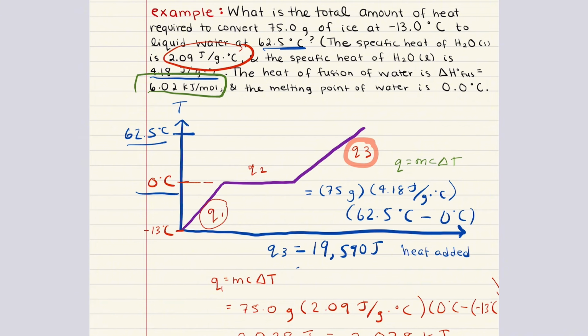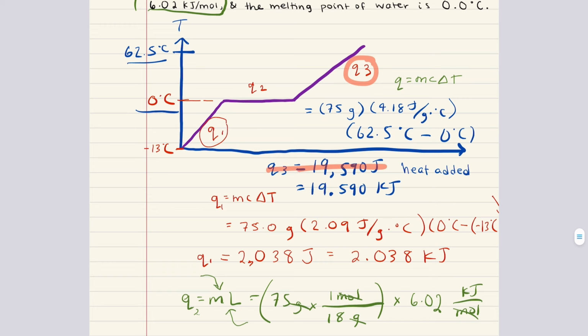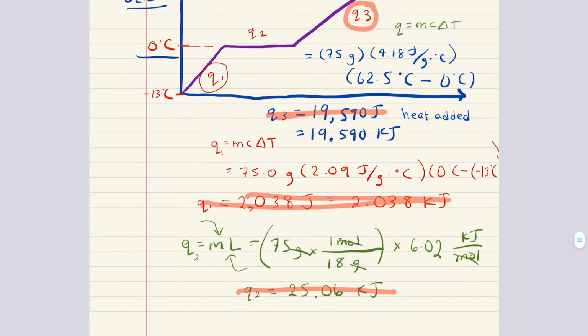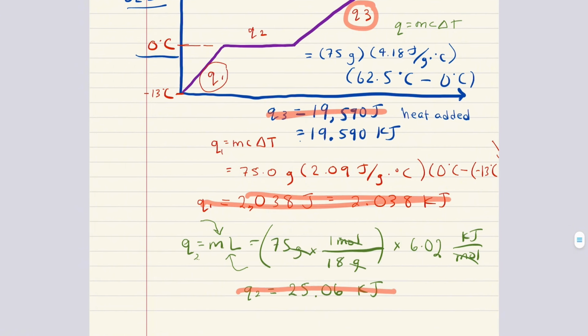19,590 joules, which is also equal to 19.590 kilojoules. So there we have it. We calculated the heat for each of our segments, Q1, Q2, and Q3. Now to calculate the total enthalpy change, we're going to have to sum up the heat we calculated for each of these segments. So we're going to add up Q1 plus Q2 plus Q3, and that sum is going to give us Q total. Now what we're going to do is make sure that they're all in the same unit. So we're going to use kilojoules.